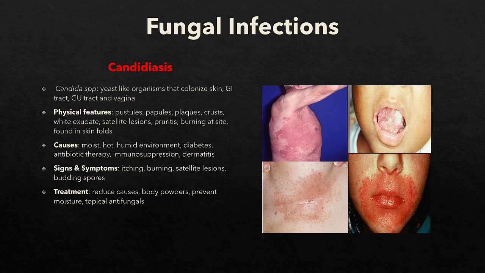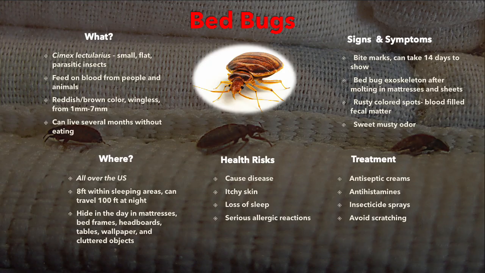Causes include moist, hot, humid environment, diabetes, antibiotic therapy, immunosuppression, and dermatitis. Signs and symptoms include itching, burning, budding spores, and a very key symptom is satellite lesions. Treatment includes reduce the cause, body powders, prevent moisture, and topical antifungals.